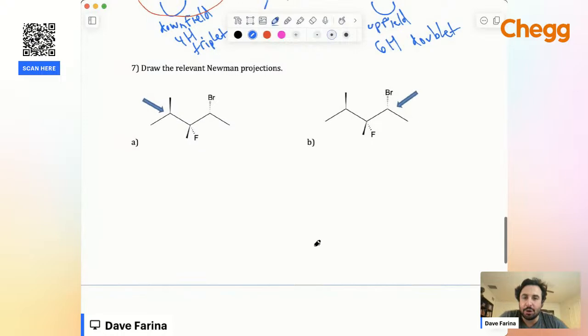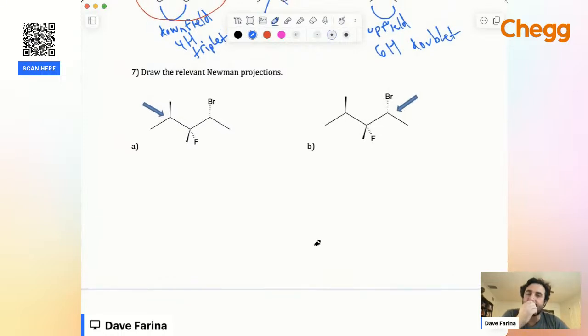Okay, let's do a couple of Newman projections. If we're getting some questions about just basic nucleophile, electrophile stuff, it sounds like maybe some people are not quite as far through the curriculum. So let's revisit some of the older stuff, and we're going to draw some Newman projections here.